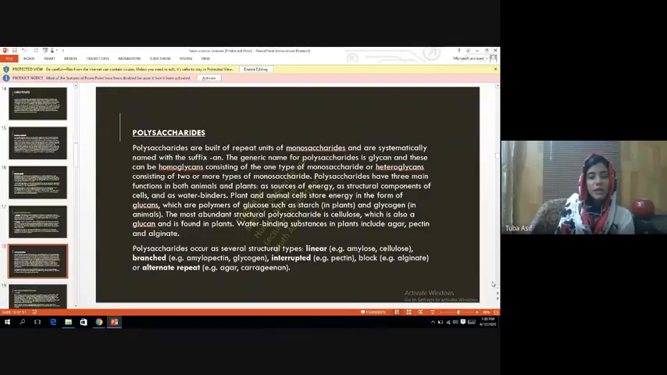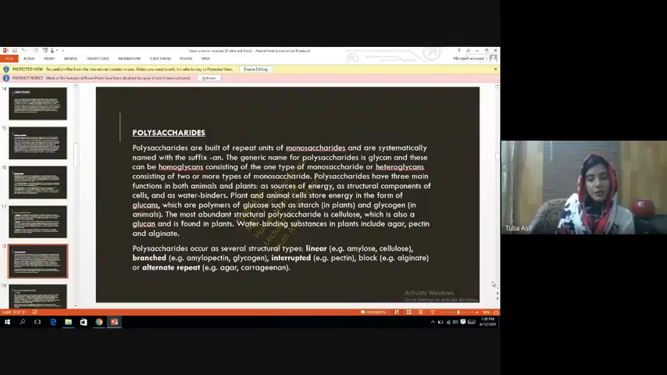Polysaccharides have three main functions in both animals and plants: as a source of energy, as structural components of cells, and as water binders. Plant and animal cells store energy in the form of glucans, which are polymers of glucose such as starch and glycogen. The most abundant structural polysaccharide is cellulose, which is also a glucan and is found in plants. Water binding substances in plants include agar-agar, pectin, and alginate.